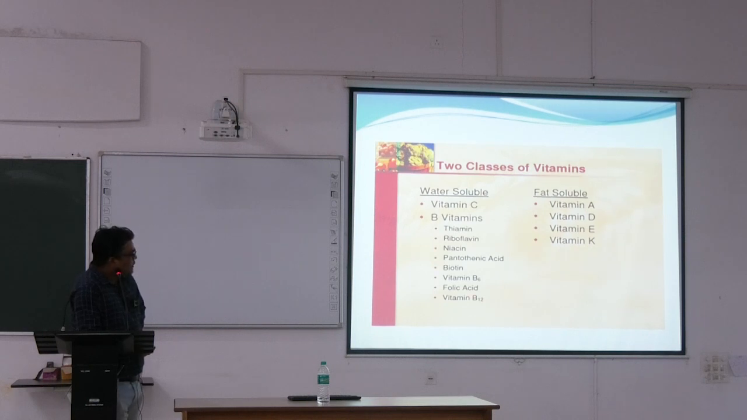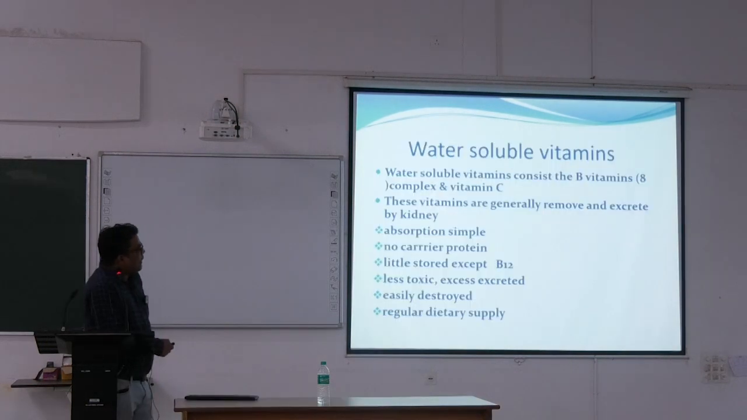Today we are going to discuss folic acid and vitamin B12. Majorly we discuss folic acid. These are the properties of water soluble vitamins. These vitamins are generally excreted by the kidney. Absorption is simple, with no carrier proteins, except B12, which needs one. They are less toxic, excreted, easily destroyed, and need a regular dietary supply.